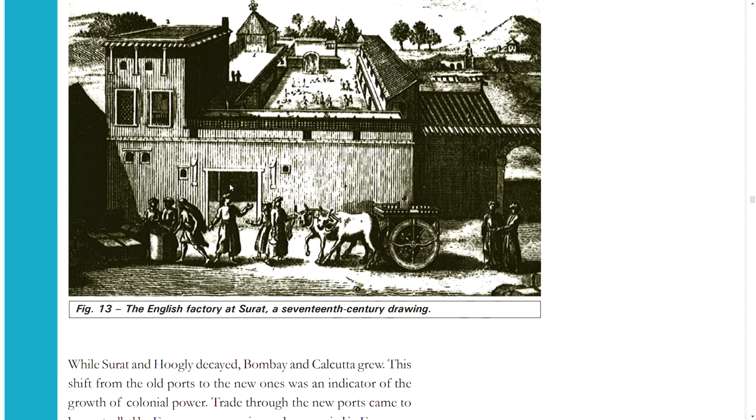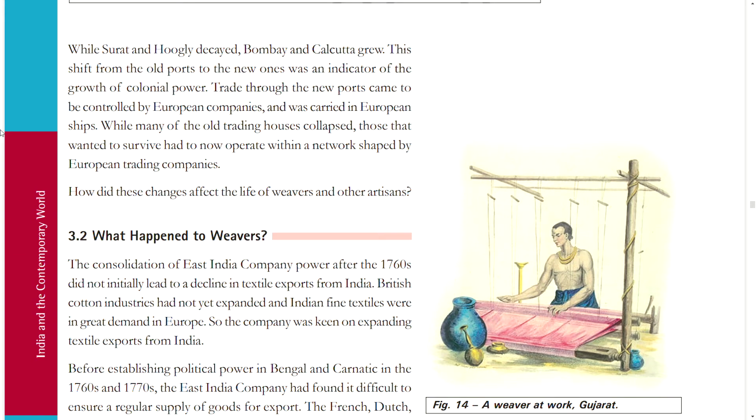Figure. The English factory at Surat, a 17th century drawing. While Surat and Hooghly decayed, Bombay and Calcutta grew. This shift from the old ports to the new ones was an indicator of the growth of colonial powers. Trade through the new ports came to be controlled by European companies and was carried in European ships. While many of the old trading houses collapsed, those that wanted to survive had to now operate within a network shaped by European trading companies.